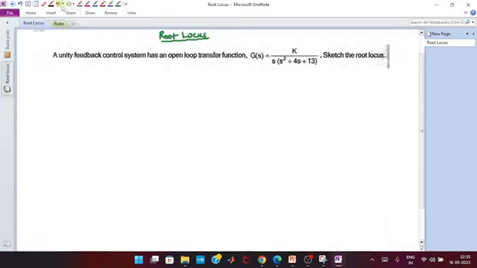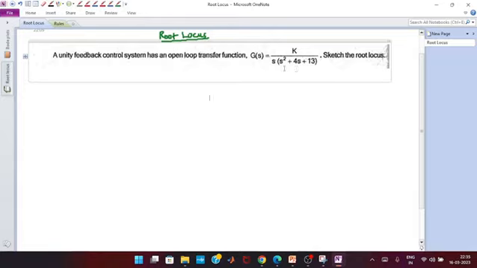Problems in root locus stability analysis, right? So here is a unity feedback control system whose open loop transfer function G(s) equals K divided by s into (s squared plus 4s plus 13). For this open loop transfer function, we need to sketch the root locus.